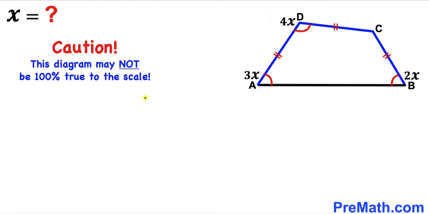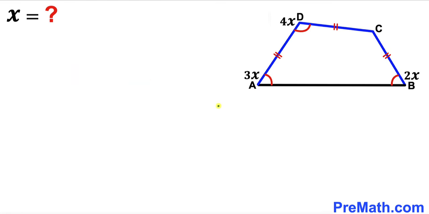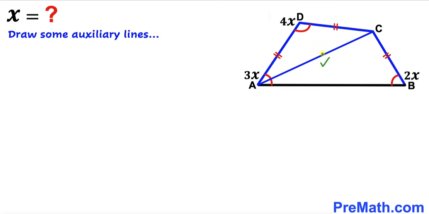Please keep in mind that this figure may not be 100% true to scale. Let's go ahead and get started. Here's our very first step. We are going to connect points A and C, as you can see in this next step, and as a result we end up with this triangle ADC.